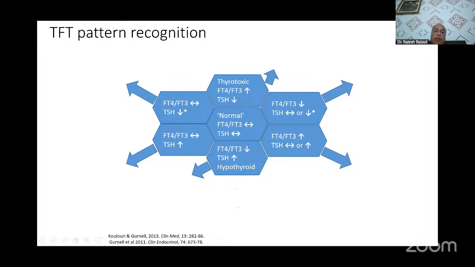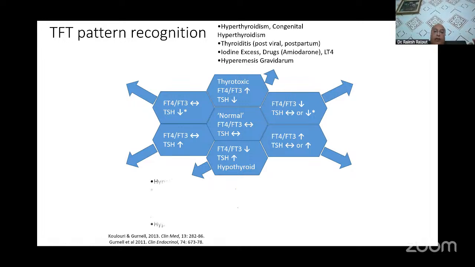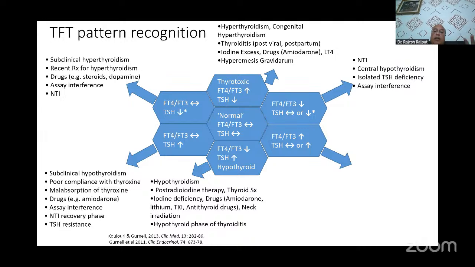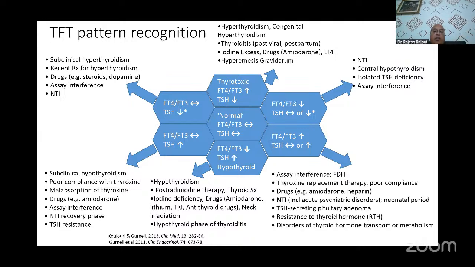Now this is known as classical hypothyroidism. Apart from that, as you see in this cartoon, this cartoon will show you at least 30 different conditions which are responsible for different permutation and combination. Patient can have elevated FT3, FT4 and depressed TSH, which is classical for thyrotoxicosis. And then there are different other permutation and combination.